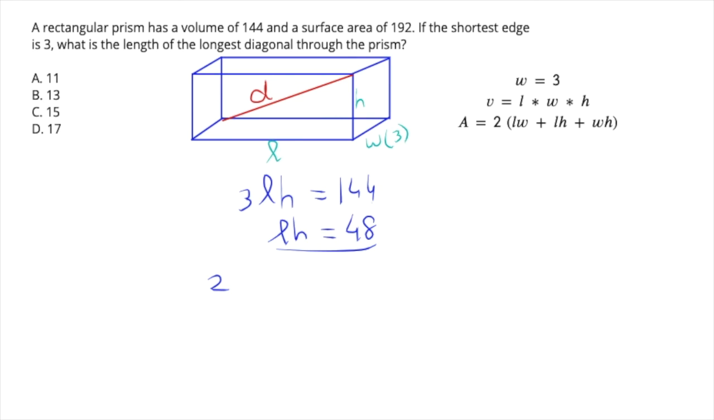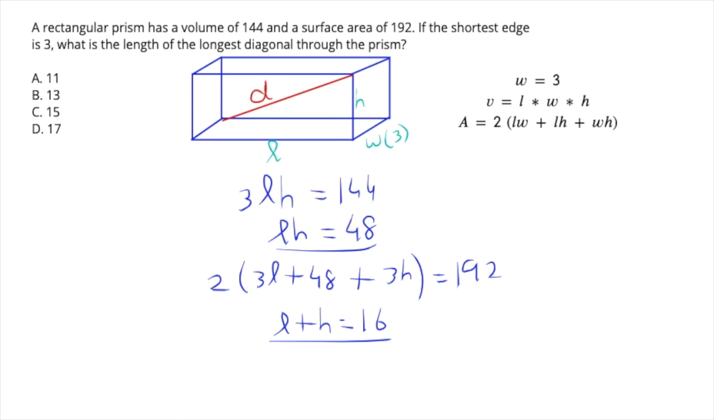Next we substitute in the surface area, so we get 3L plus 48. Instead of LH, I'm replacing it with 48, and then we have it as 192. Simplifying this, you will get L plus H equals 16. We need this one also.